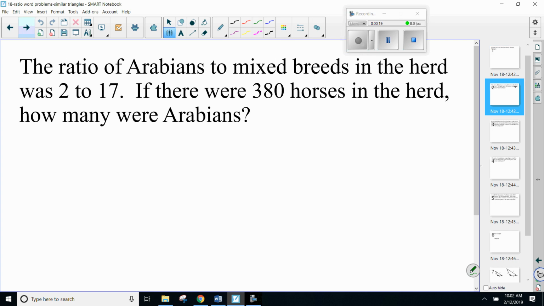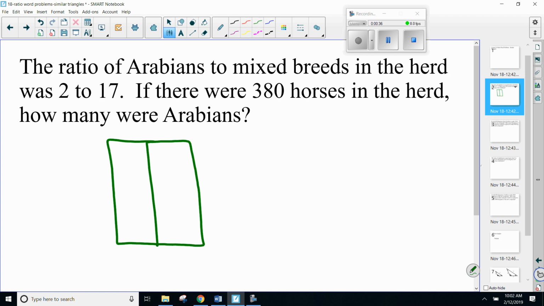So if we look at this particular problem, the ratio of Arabians to mixed breeds in the herd was 2 to 17. If there were 380 horses in the herd, how many were Arabians? So you just set it up as a box diagram and then cross multiply and divide.